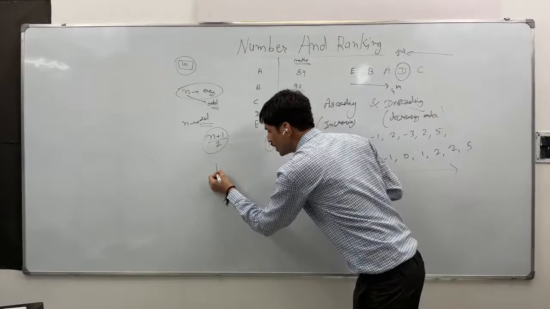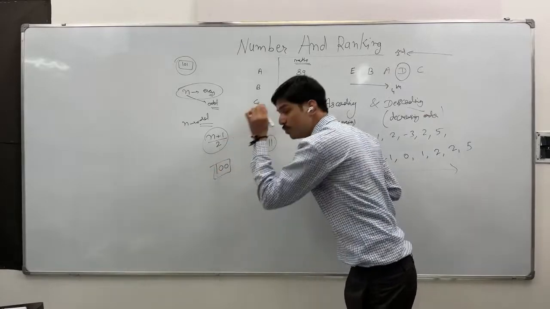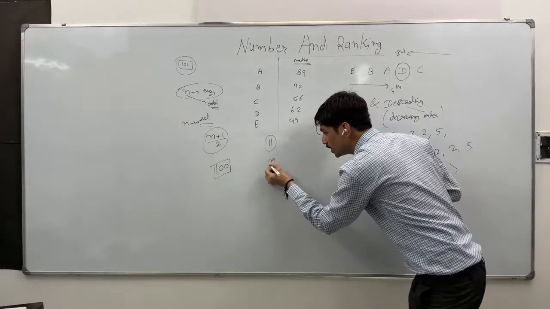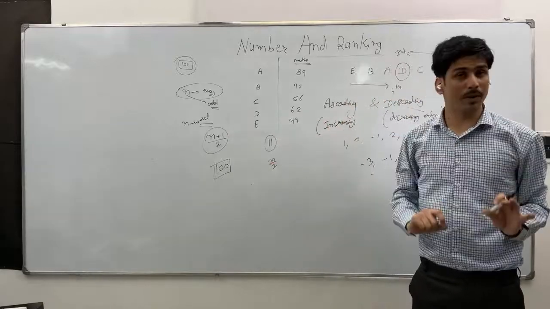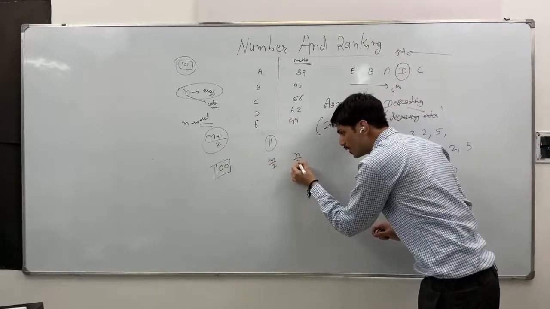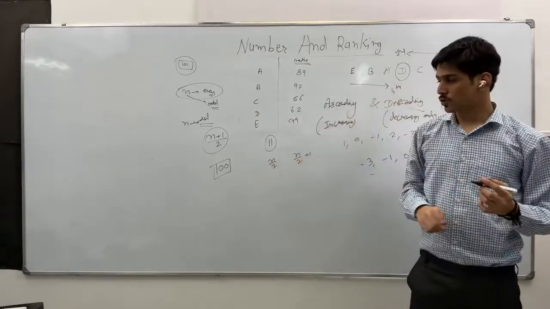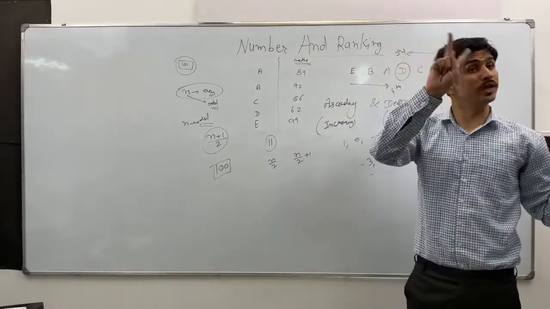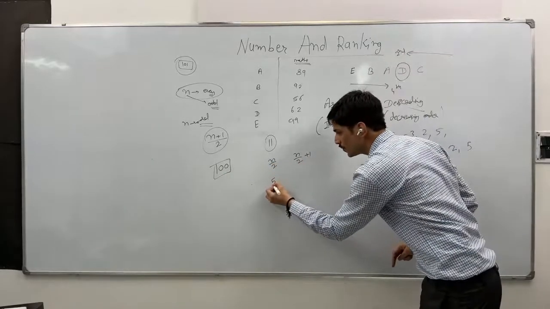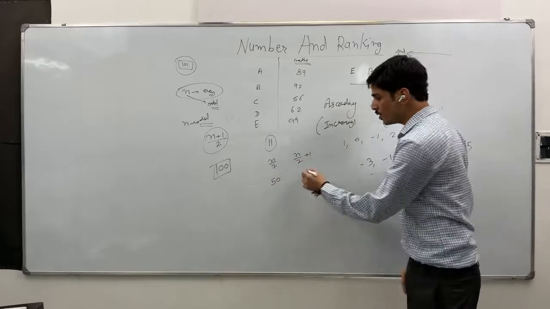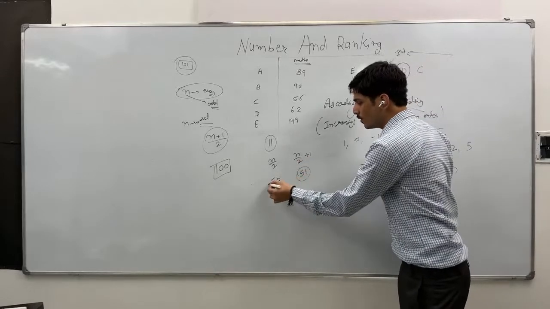But if there are 100 students, then how will I find the middle term? First of all, there will be two middle terms. The first one will be n by 2. The next will be n by 2 plus 1. So in the case of 100, there will be two middle students: the first will be 50, and the next will be 51.